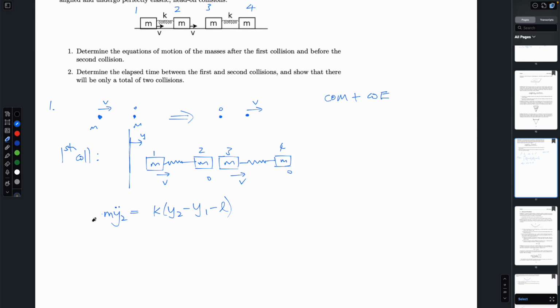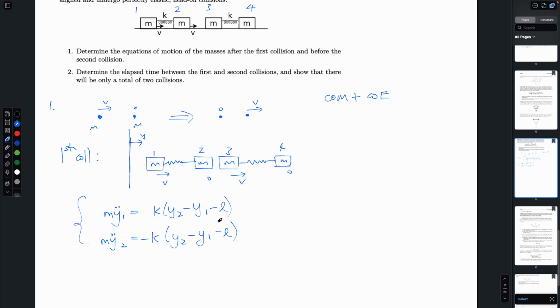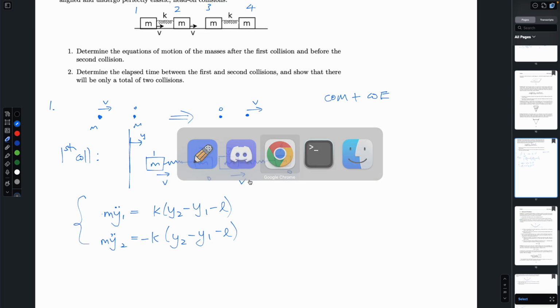And then the equation of motion for the second one is something similar also. It's just the opposite because of Newton's third law. So we get what we call a coupled differential equation where we have two variables y1 and y2. So how do we solve this differential equation? Firstly, do these differential equations make sense? Can you get them? Okay, then I'll teach you how to solve them.